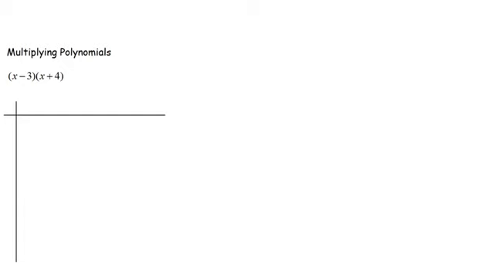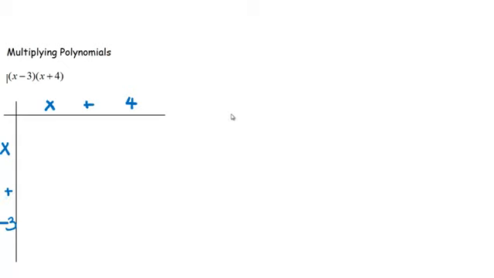So here I go. I'm going to multiply x plus -3, and I'm going to multiply that by x plus 4. Now x minus 3, x plus -3, same thing. It just looks a little bit different. I like to tell my students that it's kind of like a makeover.